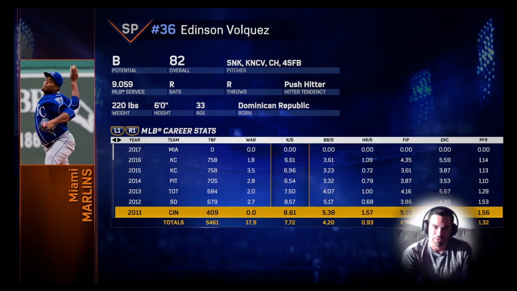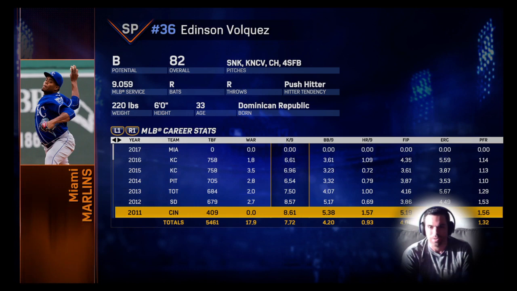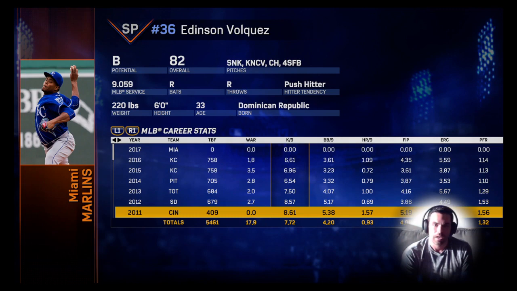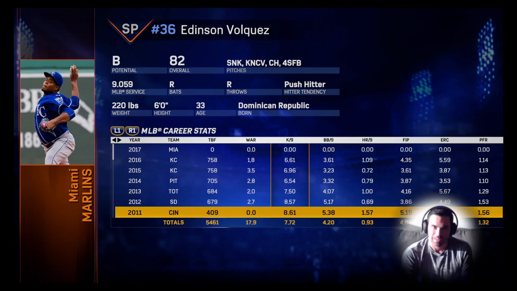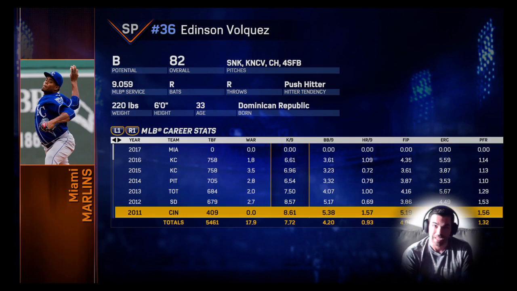But look at his career K per nine, right? 8.6. I mean, he has regressed a lot since 2012. Almost every year he's regressed in his K numbers. So again, he's losing something on his pitches. I think it's safe to say, right? Maybe if he actually throws a primary sinker in real life, that ball is not getting the sink it once did. So that's had an effect, right?